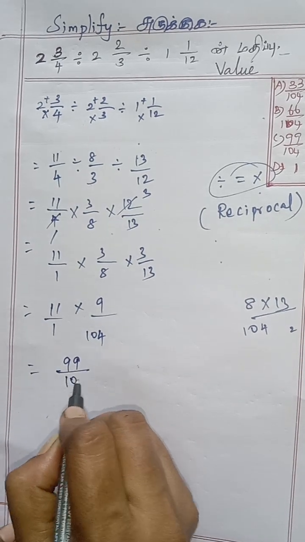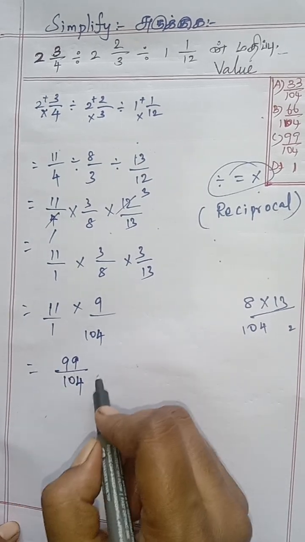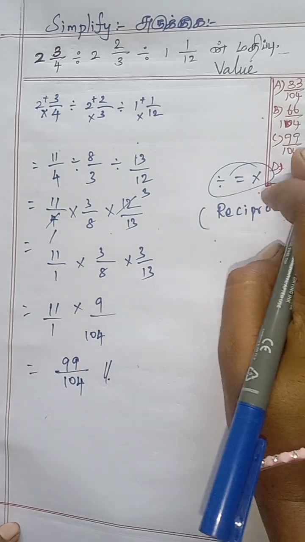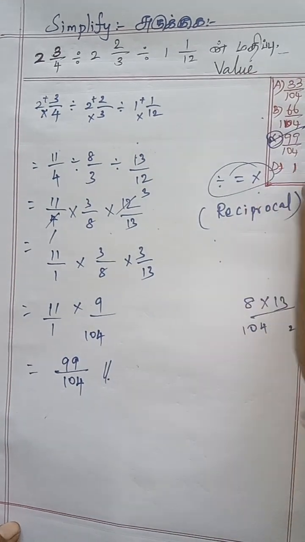The denominator is 104. So the final answer is 99 by 104. So option C is the correct answer.